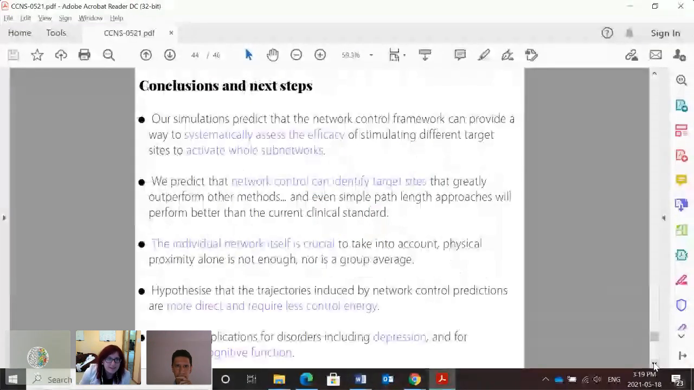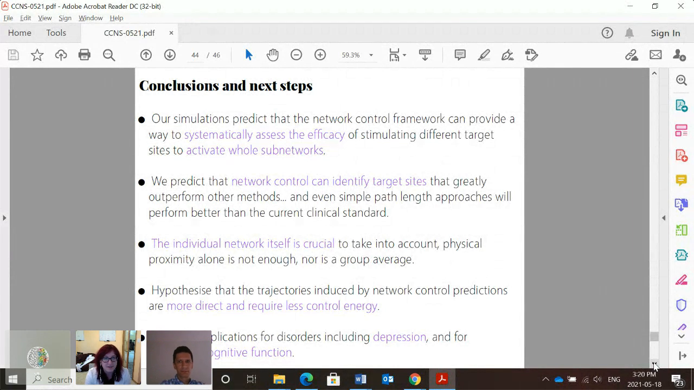Next slide. So just in summary, our simulations predict that the network control framework can provide a way to systematically assess the efficacy of stimulating different target sites to activate whole subnetworks. So not just particular nodes, but entire subnetworks. And we predict that network control can identify target sites that greatly outperform other methods, and even simple path length approaches will perform better than the current clinical standard.